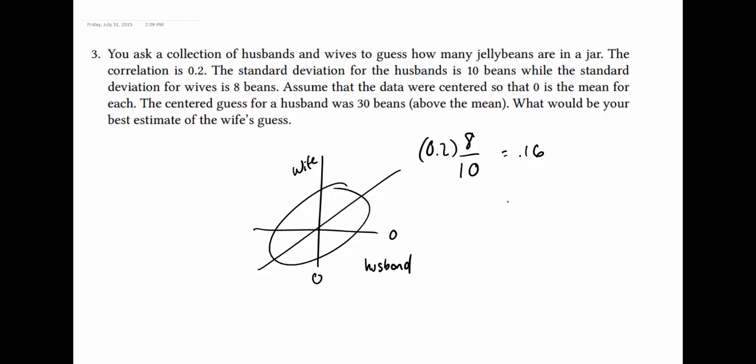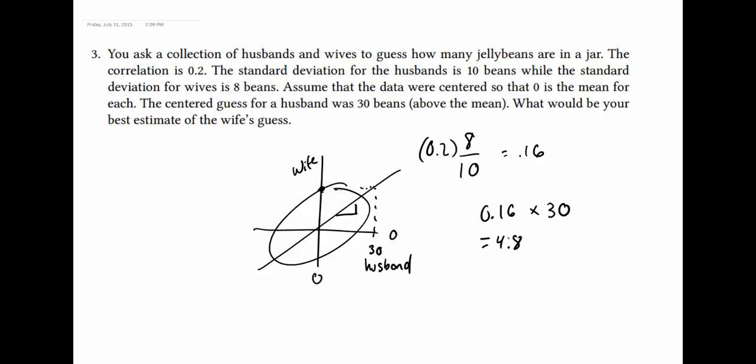That's our slope right here, and then we just need to multiply that times the particular value. If this is 30 beans above 0, 30 beans above the mean, we need to multiply it times the slope to get the value over here. If we had an intercept, we would also have to add the intercept back in, but we've centered everything so that the intercept is estimated to be 0. So that's 0.16 times 30, which is equal to 4.8.